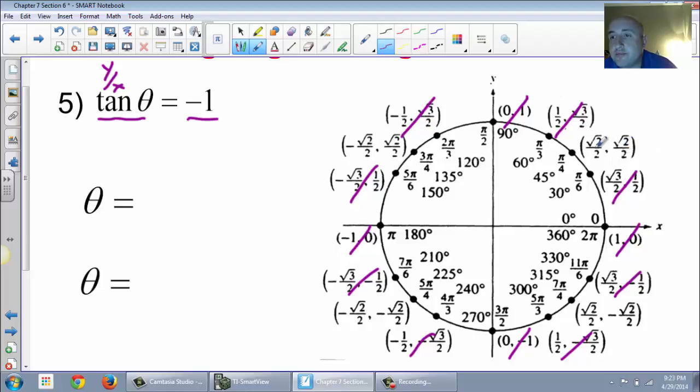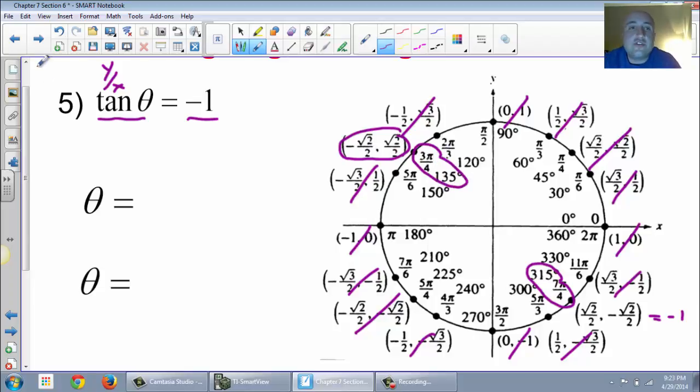Now let's look here. Root 2 over 2 divided by root 2 over 2, remember it's y over x, is positive 1. That's not going to work because we need a negative 1. Negative root 2 over 2 divided by positive root 2 over 2 is equal to negative 1. So here's one possible answer. Negative root 2 over 2 divided by negative root 2 over 2 is positive 1. That doesn't work. And then here's our other one. Positive root 2 over 2 divided by negative root 2 over 2 is negative 1, at 3 pi over 4 or 135.